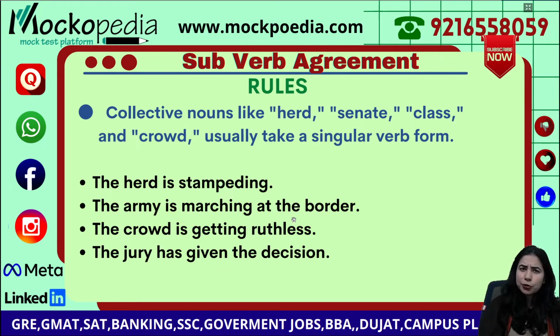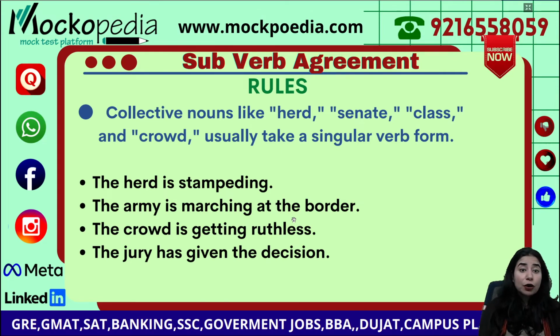This is another interesting rule. When we talk about collective nouns, what are collective nouns? Nouns that represent a group, right? So army, band, orchestra, crowd, jury, right? All these are collective nouns that represent a group. So now it's just one group. So whenever we are talking about a singular group, then the verb is singular, right? Herd is stampeding, right? Army is marching at the border. Crowd is getting ruthless. Jury has given the decision.